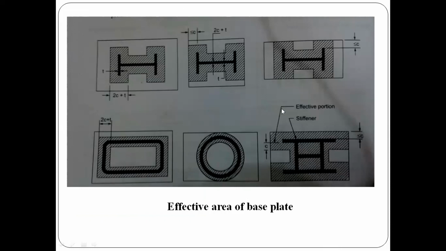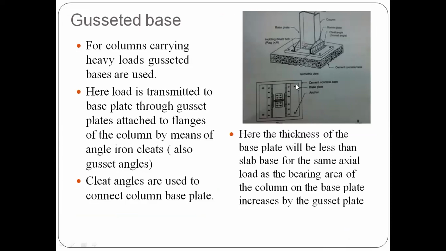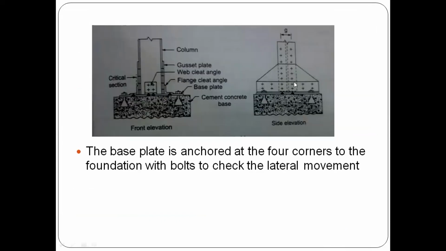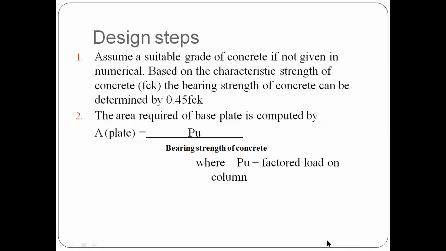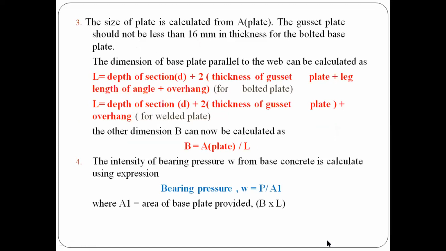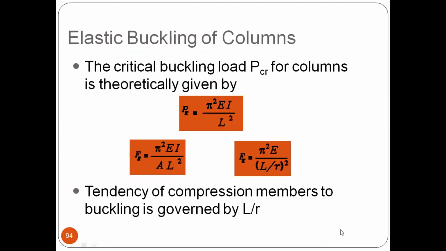This picture was there in code IS 800-2007, and this is the gusset base. I think you can see how the gusset base looks, right? We have solved one problem on the gusset base also. You can go through the notes, and these are the design steps of the gusset base. No need to explain here, because we already solved a problem on it.